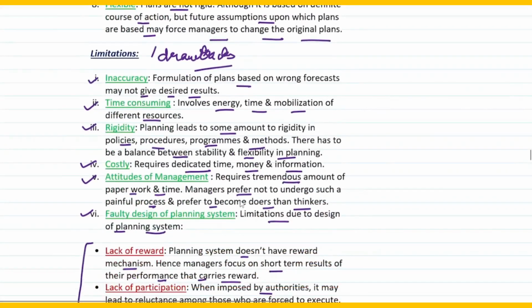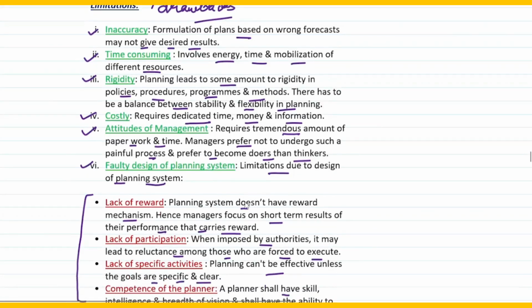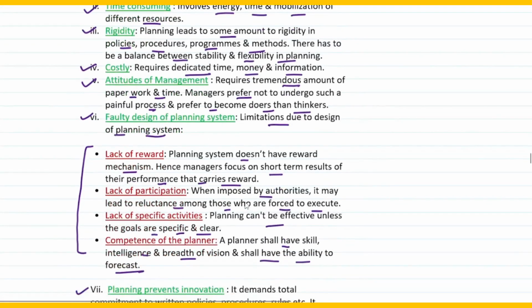Okay, limitations. First one is it can be inaccurate. It is a time consuming process. There is a bit of rigidity because you follow certain policies, procedures, etc. It can be a costly affair. Attitudes of the management, because there is a tremendous amount of paperwork and time that's involved. So basically we want to do things more than think. So that's the drawback of planning.